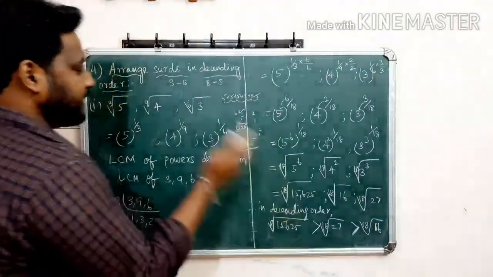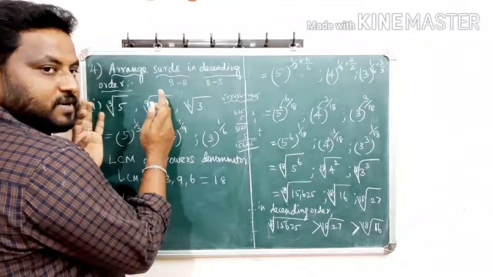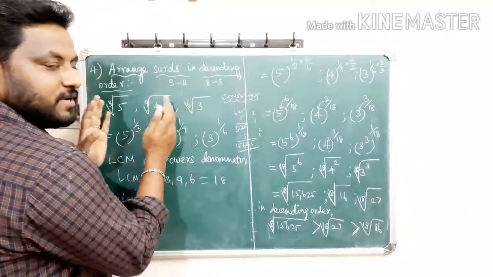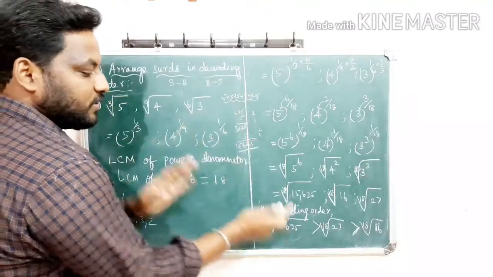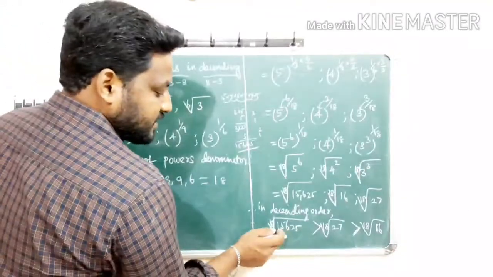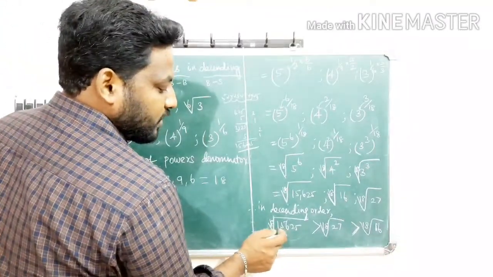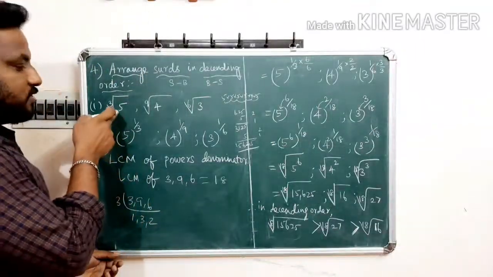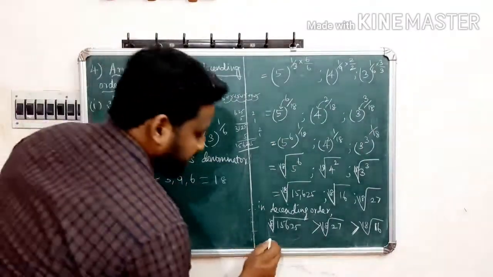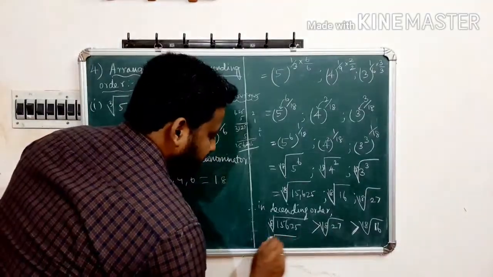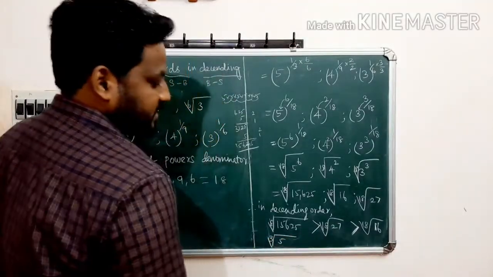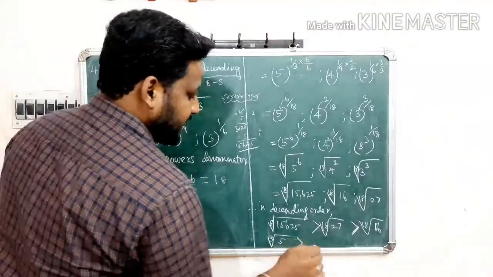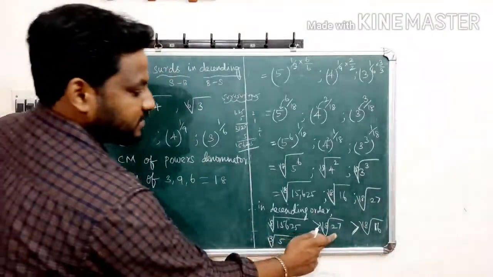You have to write the numbers given in the question, only in descending order. So the 18th root of 15,625 is the first value. What is the first value? Cube root of 5. So the greatest number is the cube root of 5, which is greater than the next number, 27.